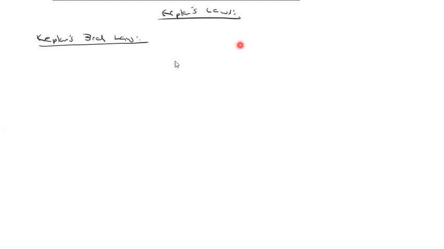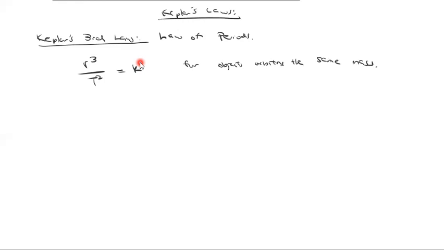Now, you do need to know the third law, which is also known as the law of periods. And you do definitely get questions on these. The law of periods basically says that r cubed over t squared equals k, a constant, for objects orbiting the same mass. Okay. So if you have all objects orbiting the same mass, then there are two ways to use this.